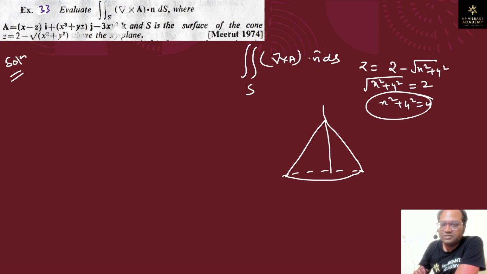And this is the axis. This is x, this is y, and this is z. Okay, so S is the surface of the cone. So this curved surface is S. Let us take the planar surface as S1 and this whole surface as S dash.